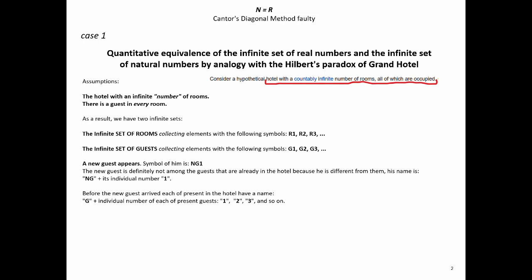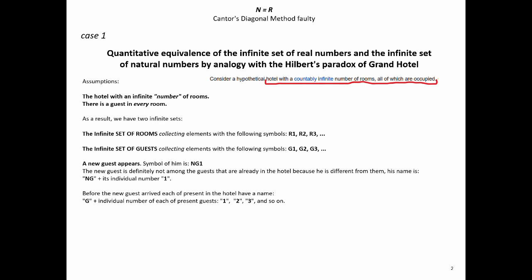As a result, we have two infinite sets. The infinite set of rooms collecting elements with the following symbols: R1, R2, R3, R4, and so on. The infinite set of guests collecting elements with the following symbols: G1, G2, G3, G4, and so on.